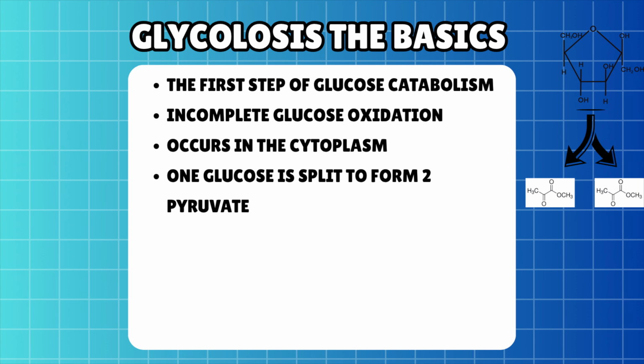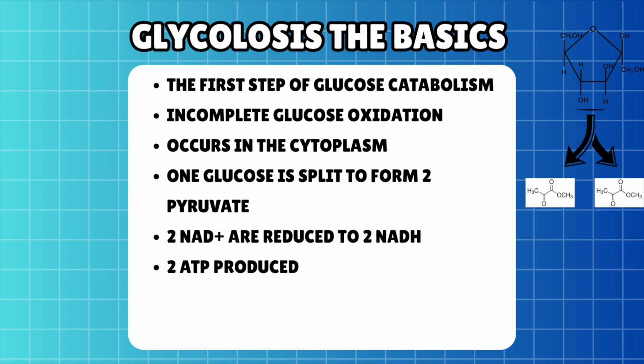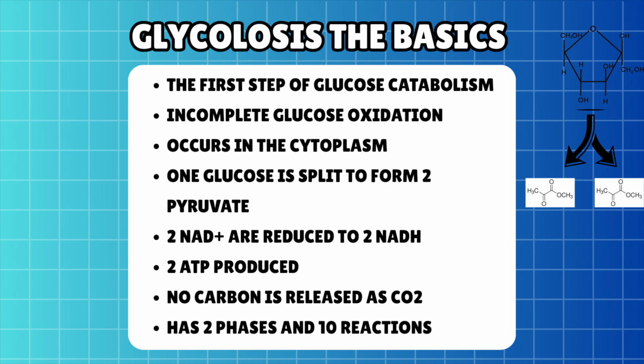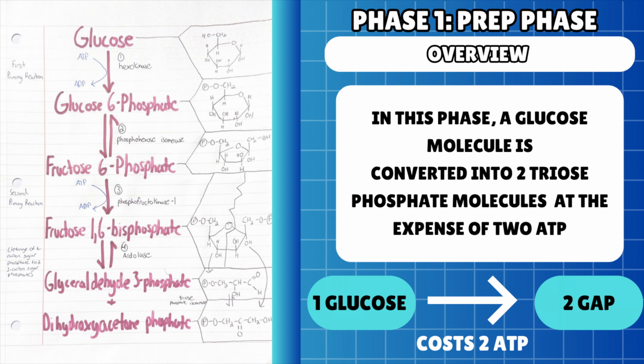Within the cytosol, glycolysis will start with 1 glucose, and by the end of glycolysis, the 1 glucose will split to form 2 pyruvate. Glycolysis will also start with 2 NAD+ and get reduced into 2 NADH. 2 ATP are also produced. No carbon is released as CO2, and glycolysis has 2 phases in a total of 10 reactions. The first phase is the prep phase. The prep phase will cover the first 5 steps of glycolysis.